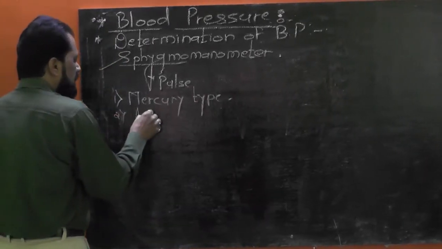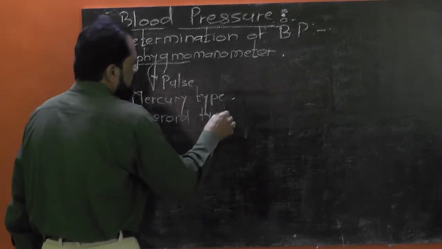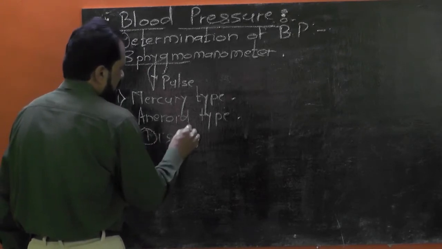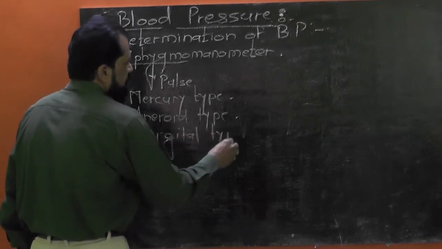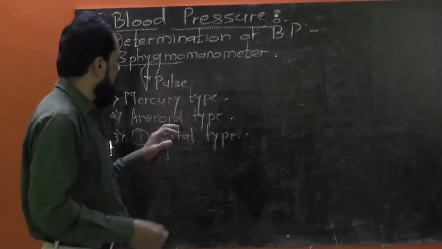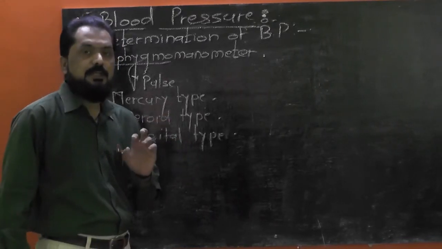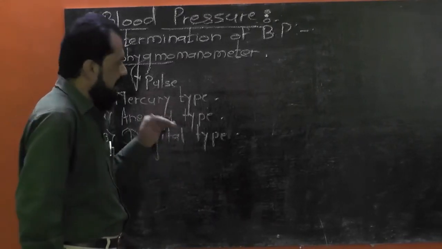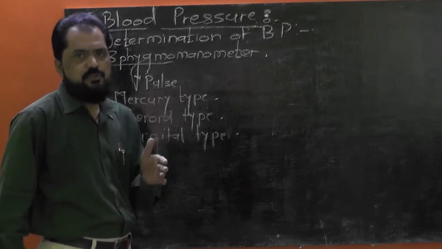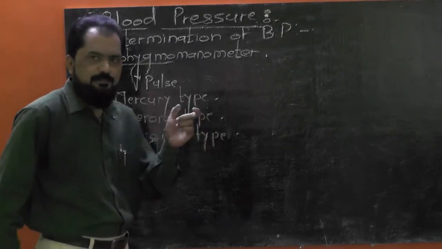second, aneroid type of sphygmomanometer, and third, digital type of sphygmomanometer. But the first choice goes to the mercury as well as aneroid. Means if the mercury type of sphygmomanometer is not available, then the aneroid is considered as quite accurate type of instrument and it gives quite good accuracy during the measurement of BP.